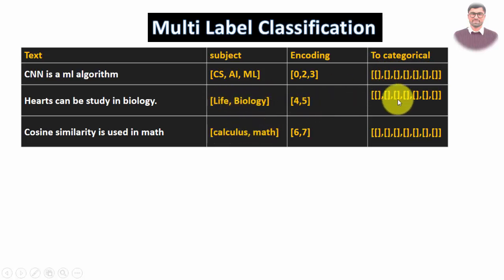Perfect. In this case, the first 3 will be off because they belong to these 3 classes, but the next 2, 4 and 5, will be on because they represent life and biology, and the last one will be off. Finally we have calculus and math. In this entire list, the last 2 inner lists will be on and all the others will be off. So I hope you get the idea.